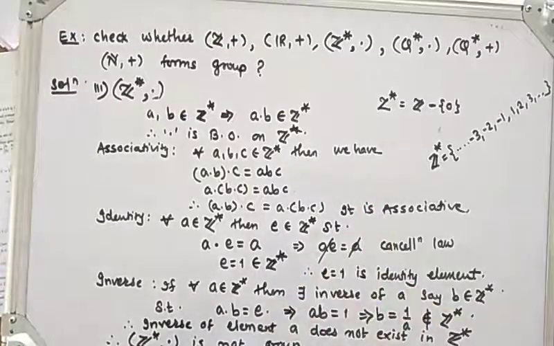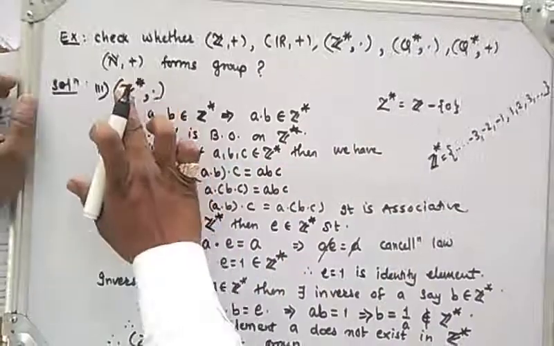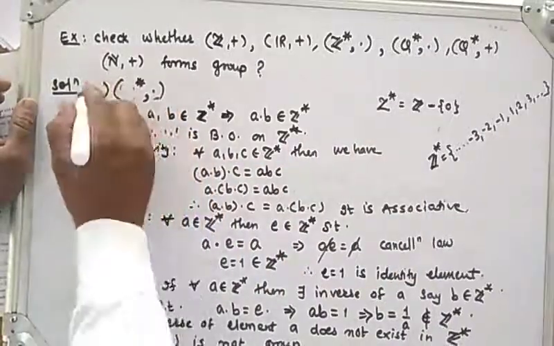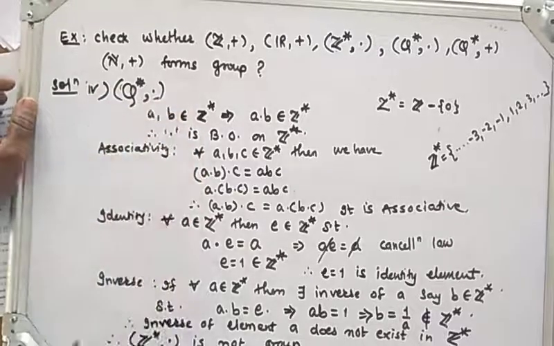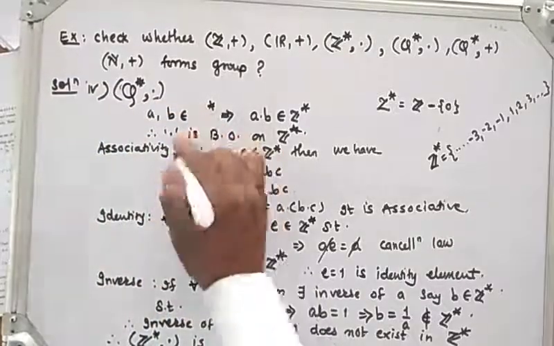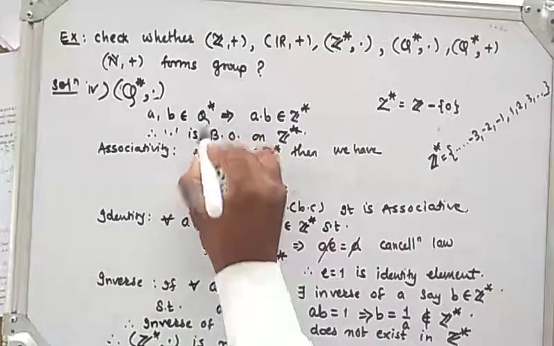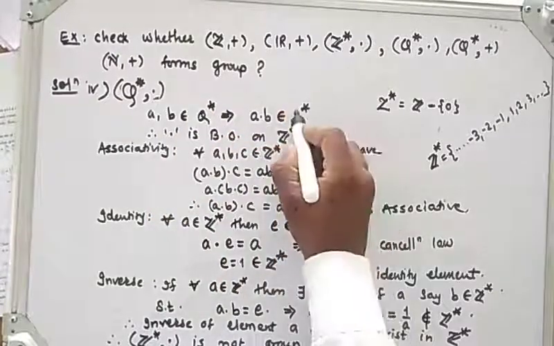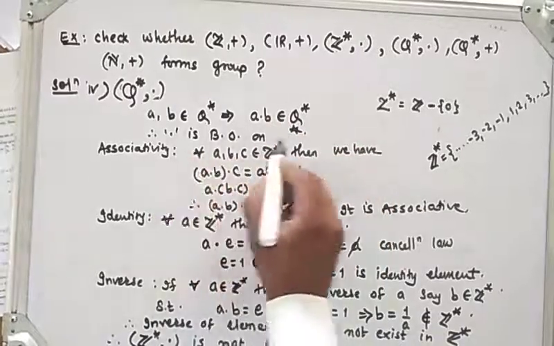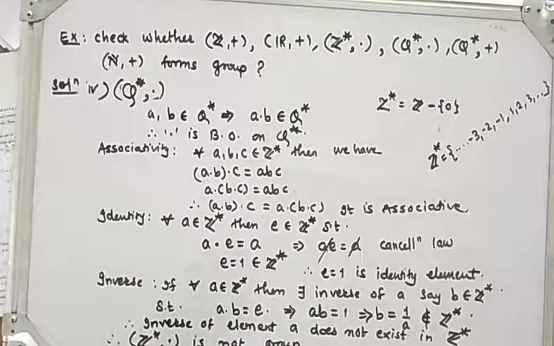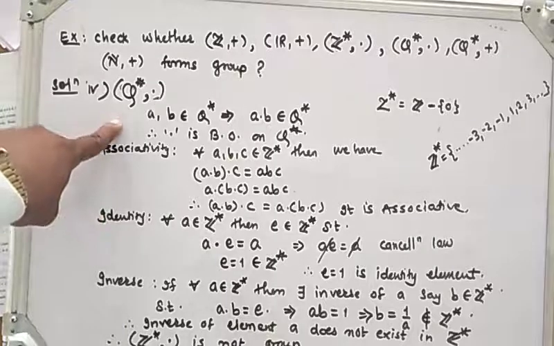Similarly you can solve it for Q star. Suppose, in the fourth example, I replace Z star by Q star under multiplication. Then here a, b belongs to Q star, and a into b also belongs to Q star. Then we say that multiplication is a binary operation on Q star. Now it satisfies the closure property.